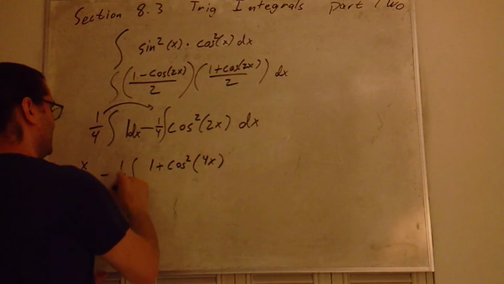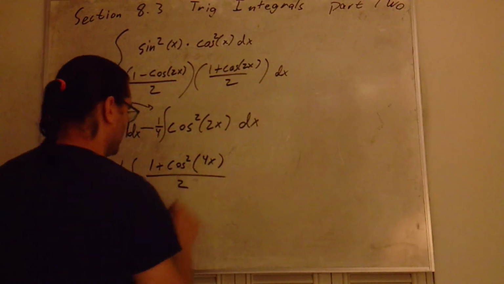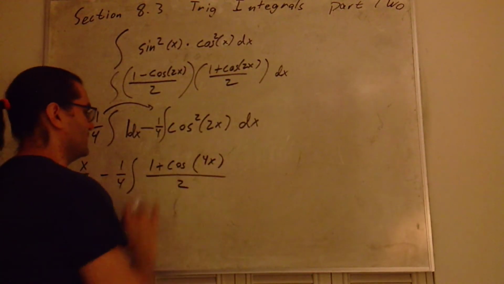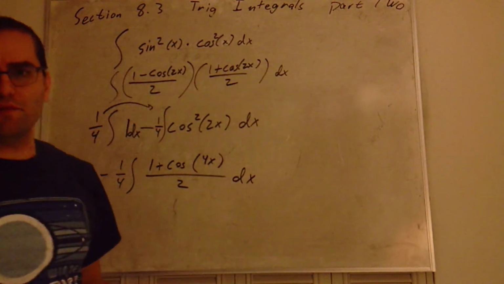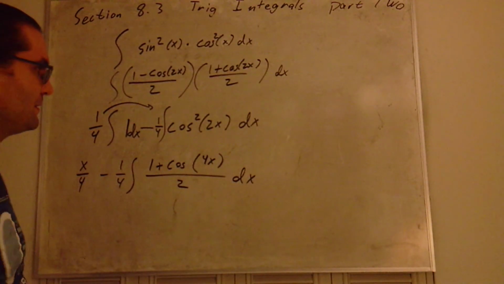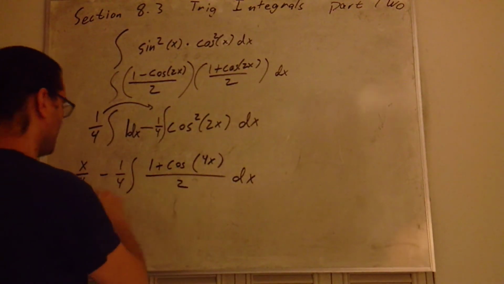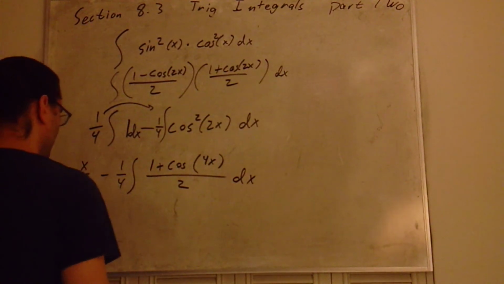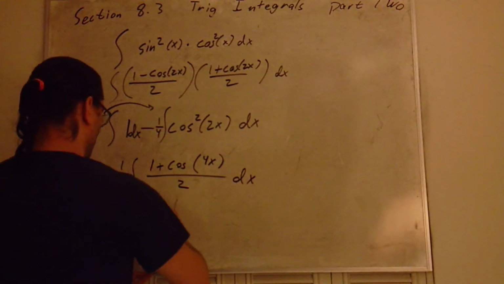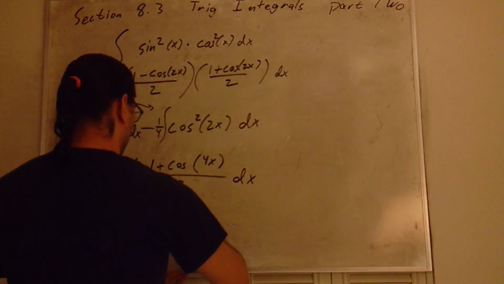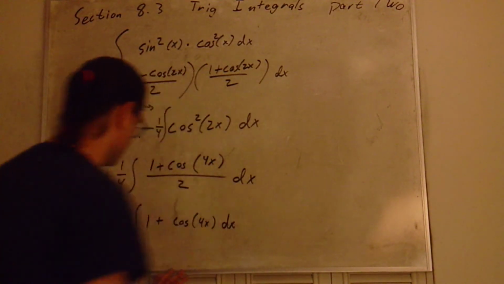I'm going to be splitting the integral into two pieces. So we still have the 1/4 on the outside. Now I have 1 plus, it's not cosine squared, 1 plus the cosine of 4x over 2 dx. I'm making all kinds of mistakes. This is what I mean, it gets messy. So this part's done. I'm going to pull the 2 out. So this will be x over 4 minus 1/8 the integral of 1 plus cosine 4x dx.